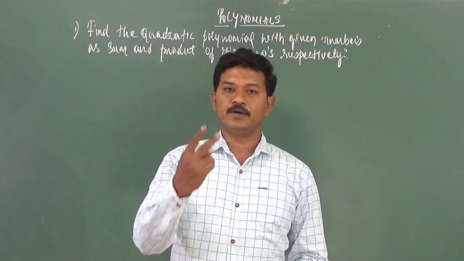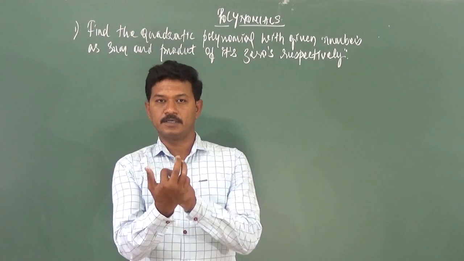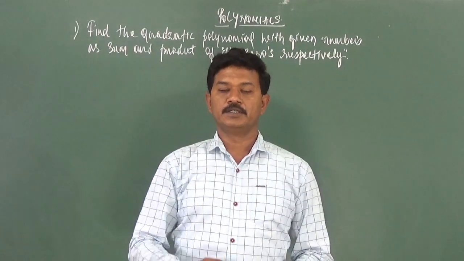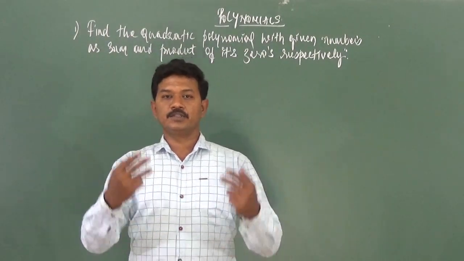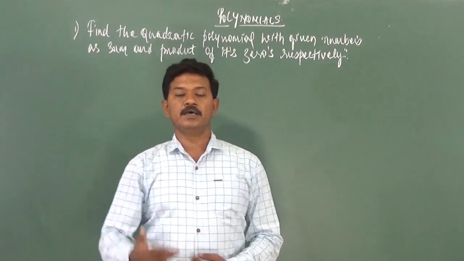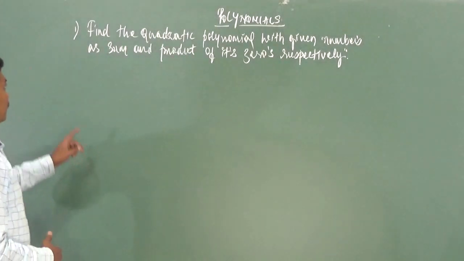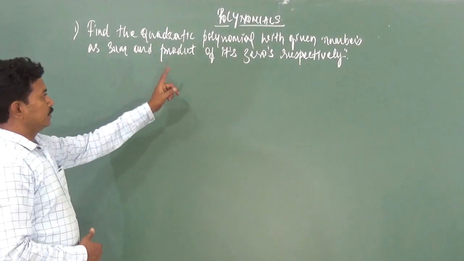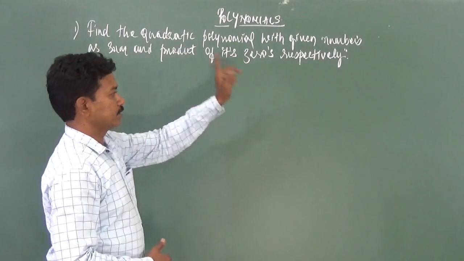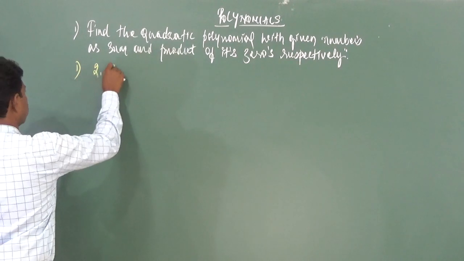We will be given two numbers. Among the two numbers, the first number stands for the sum of the zeros, and the second number stands for the product of the zeros. So using the sum of the zeros and the product of the zeros, we have to derive the required polynomial. This is the question: find the quadratic polynomial with given numbers as the sum and product of its zeros respectively. For example, the first problem: 2, 3.